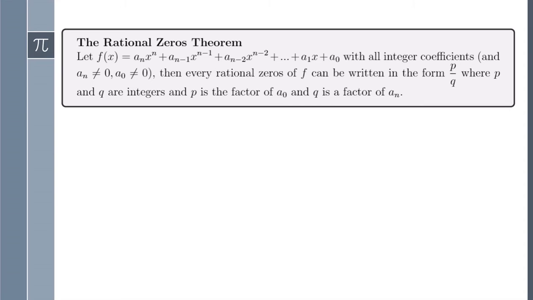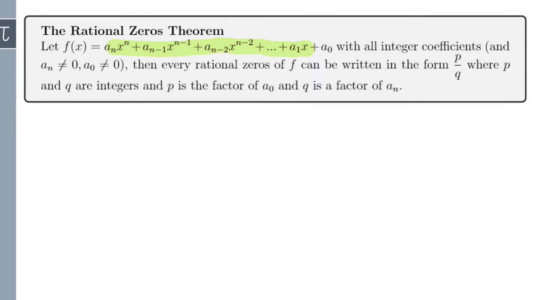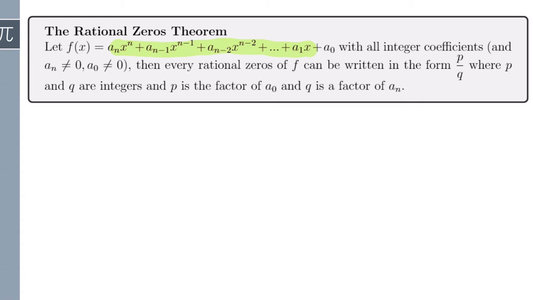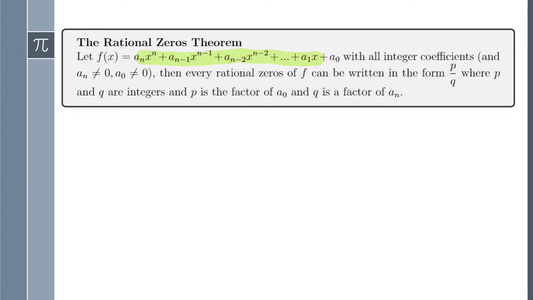So the first thing that we are going to look at is the rational zero theorem, which states that if we have a polynomial here, then the rational zeros of the polynomial can be written in the form p over q, where p and q are integers, and p is the factor of a naught, or the constant term, and q is the factor of the leading coefficient. Let's look at an example of how to apply this.